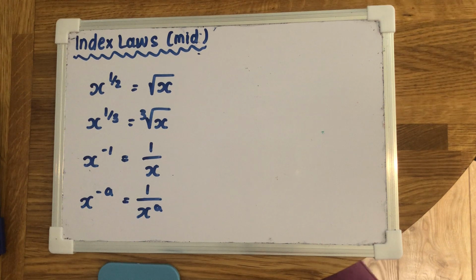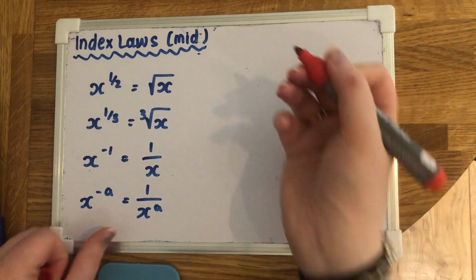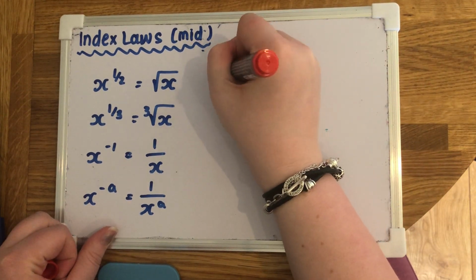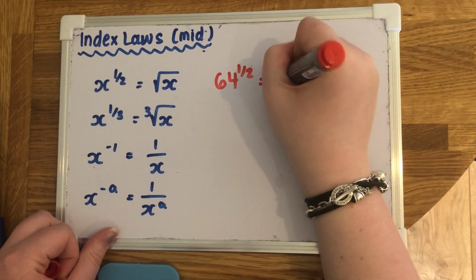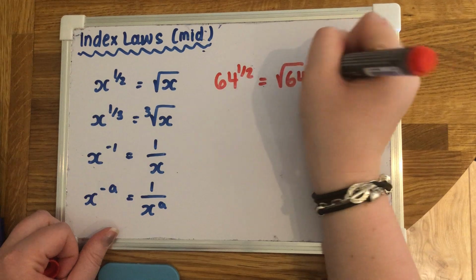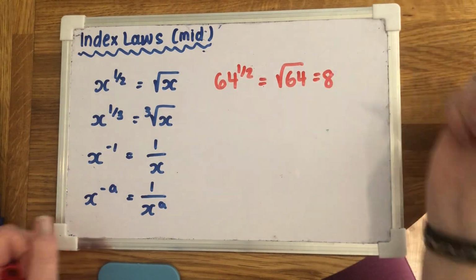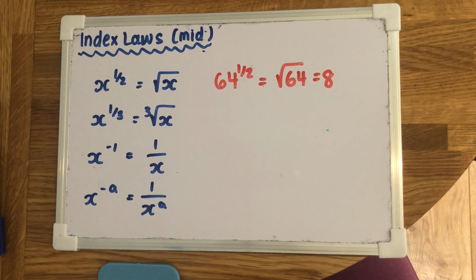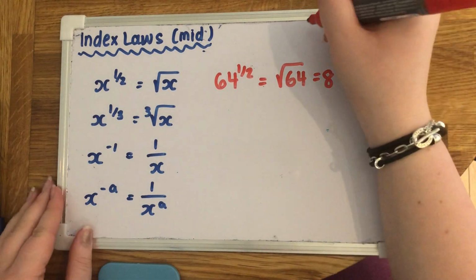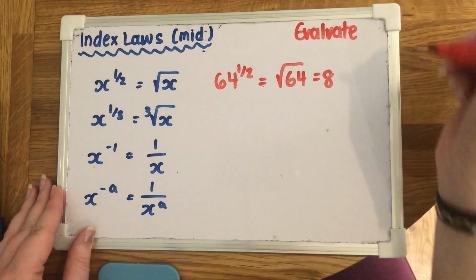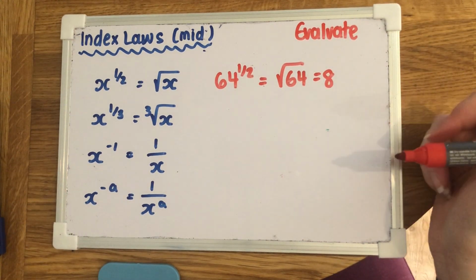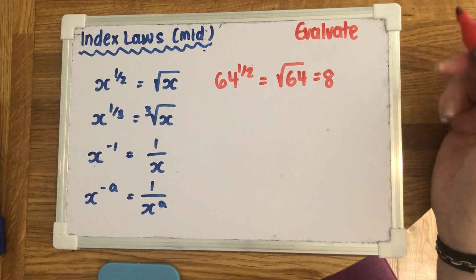So the first one, if you've got something to the power of a half, that means that you just square root it. Okay, so for example, if you had 64 to the power of a half, all that means is that you square root 64, which gives you an answer of 8. Now a lot of these questions will say evaluate, which means that you can't have any powers anywhere. You've got to leave your answer as just a number.